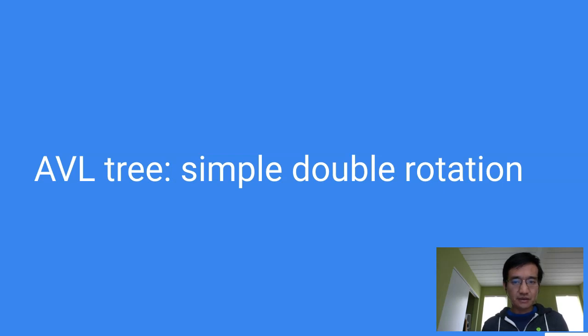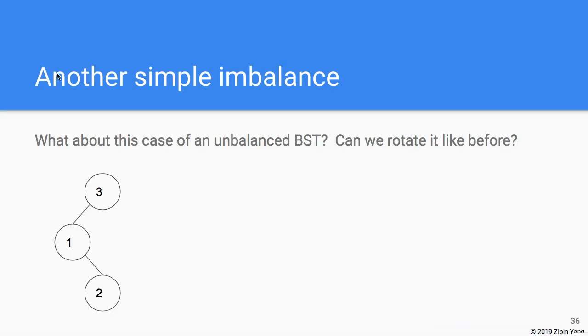All right, so we're going to talk about double rotation for AVL trees now, which is an additional way of bringing an AVL tree back into balance. So let's look at another case of an unbalanced binary search tree. And the question is, can we fix it like we did before by doing a simple rotation?